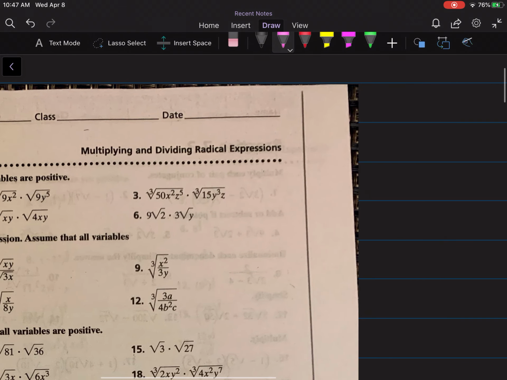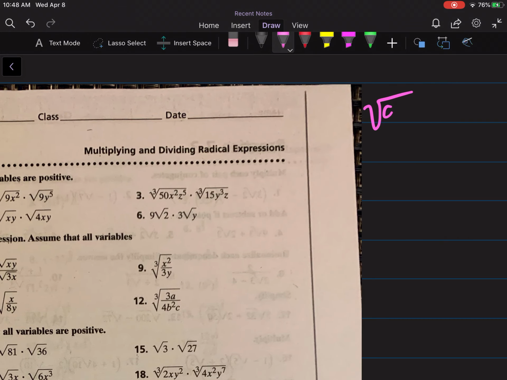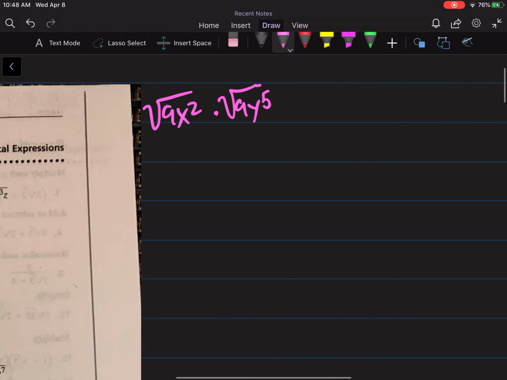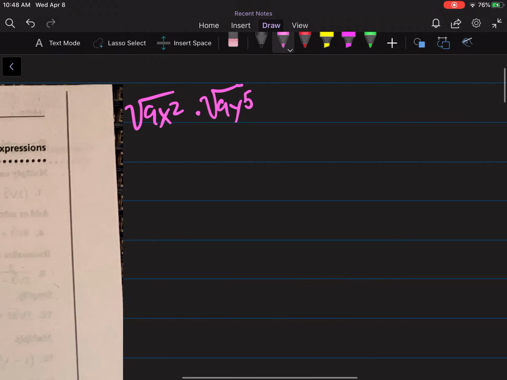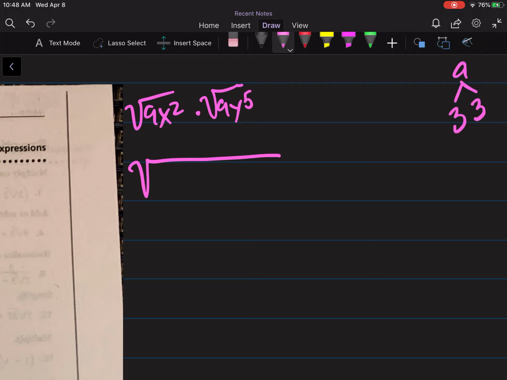Now number 2 is a little more complicated. It says square root of 9x squared times square root of 9y to the 5th. I'm going to break these down, and it's going to look like square root of that 9 is going to break down to 3 times 3. So I have 3 times 3, and that x squared will break down to an x times an x. That's the first chunk there of that problem.